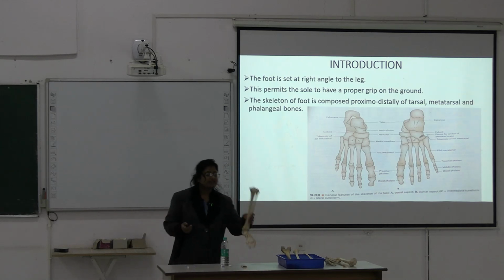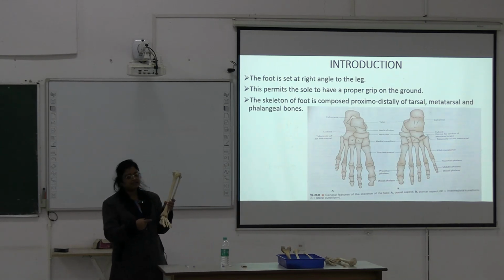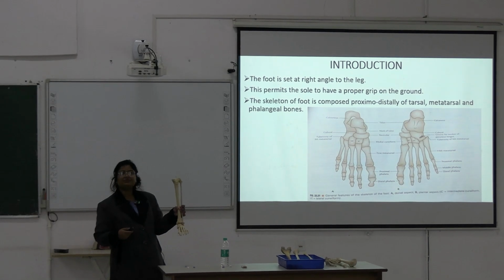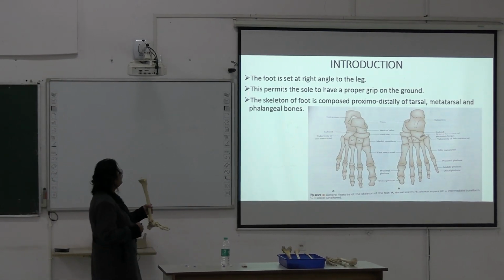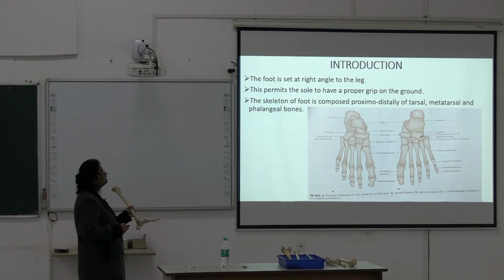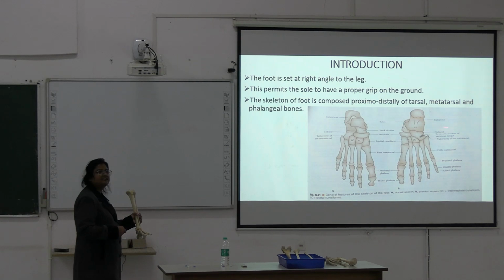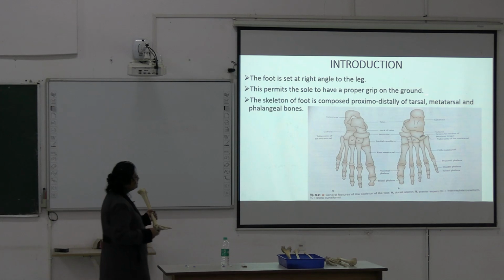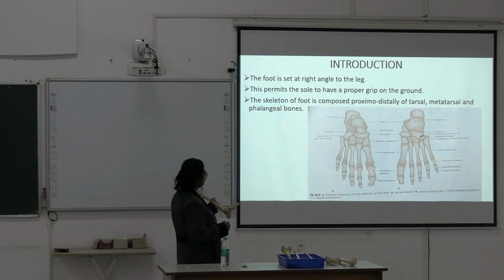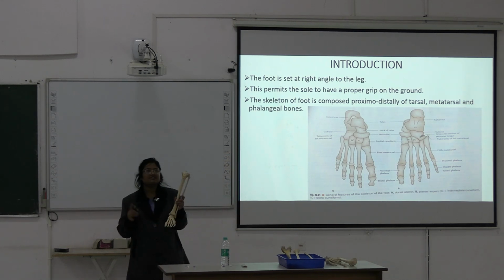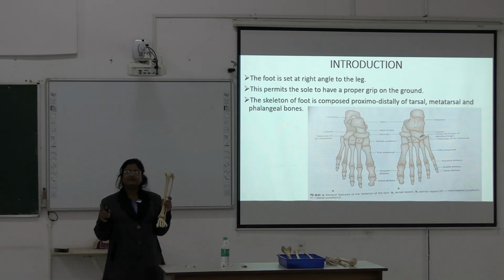See here, these are the two leg bones, tibia and fibula, and the foot is set at a right angle to the tibia and fibula. And it permits the sole to have a proper grip on the ground. The skeleton of the foot is composed proximo-distally of the tarsal bones, metatarsals and the phalanges. These are the 7 tarsal bones, these are the 5 metatarsals and these are the phalanges. Tarsal bones are 7 in number, metatarsals are 5 in number and phalanges are 14 for each foot.